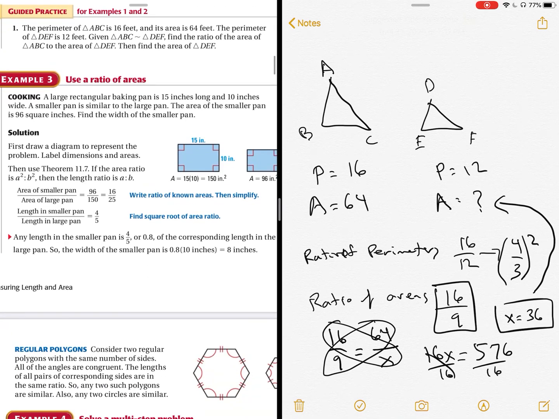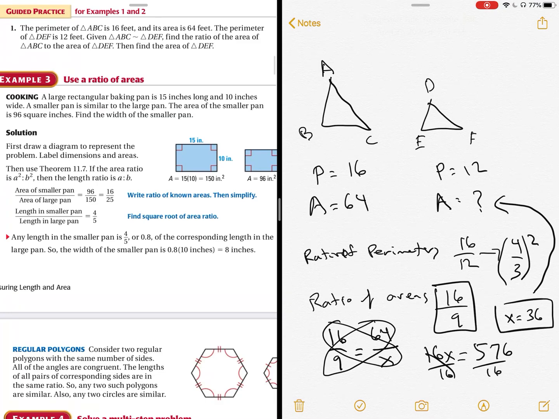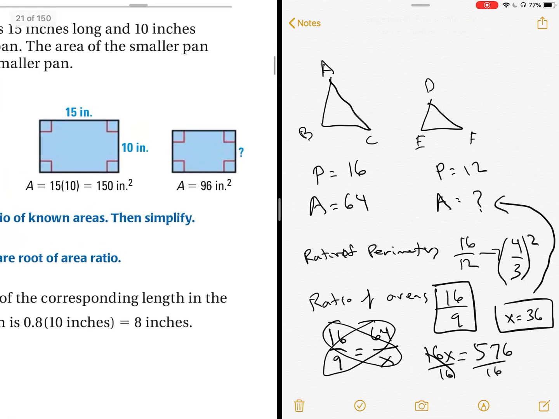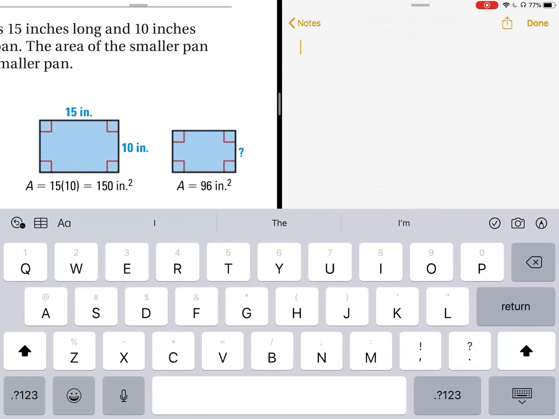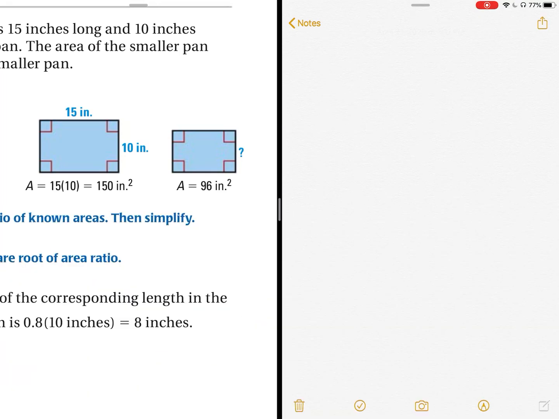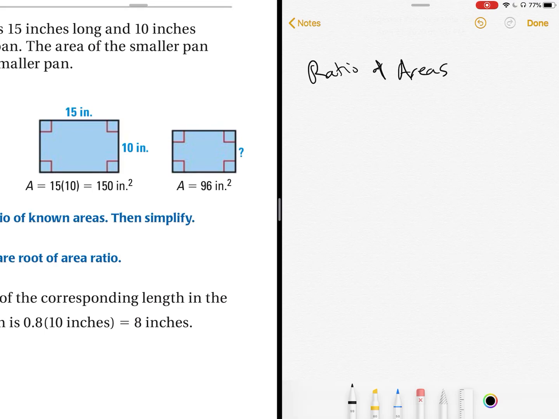Now we're going to look at example 3. And they turned it into a word problem about baking pans, not super important. We're just going to look at these rectangles right here, and we're going to just solve for where the question mark is. So they basically want to figure out how long is that side on the right of the smaller rectangle. All right, at the bottom, they gave us both of the areas. So I know the ratio of areas is going to be 150 to 96.